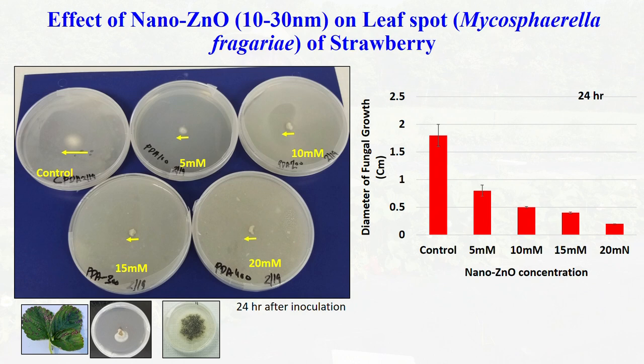If you move from left to right, there is a decline in the diameter of the fungal growth. And you can see here also, at the highest concentration of nanoparticles, 20 millimolar, there is very little growth of this leaf spot fungus on PDA. So we can control fungus using nanoparticles.